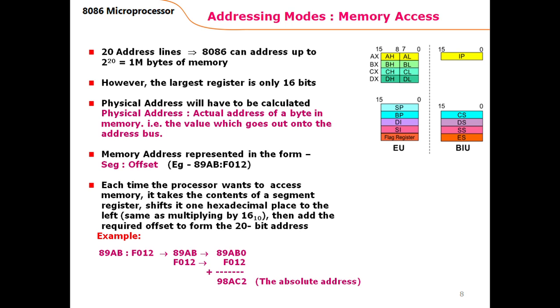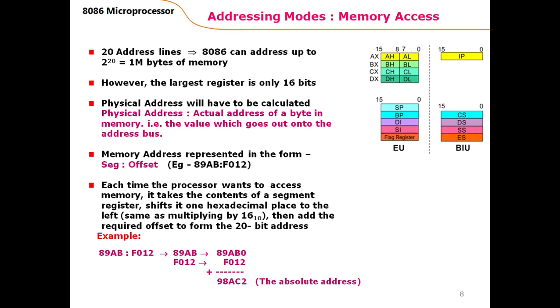However, the largest register in 8086 is just 16-bit, so 16 bits is not sufficient to address 1 megabyte of memory. And to do that, the physical address of the memory location has to be calculated. So the physical address is the actual address of a byte in the memory, the value which goes out onto the address bus.